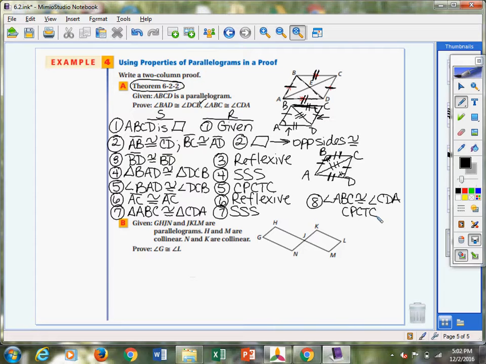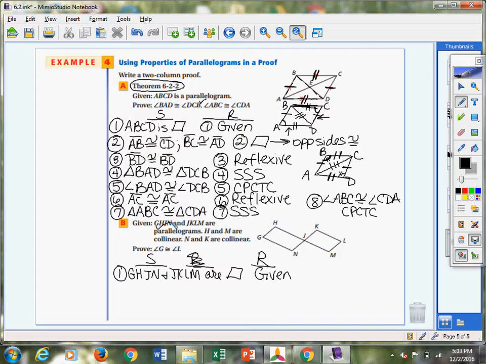Now this one's a little bit shorter, in letter B. When you do your two-column proof, let me get you going here. We're going to get started with, we already know that GHJN and JKLM are parallelograms. Let's move our reasons over here. And that's given. So we took care of that. I'm not going to worry about the collinear thing. That's not going to really help me solve anything.